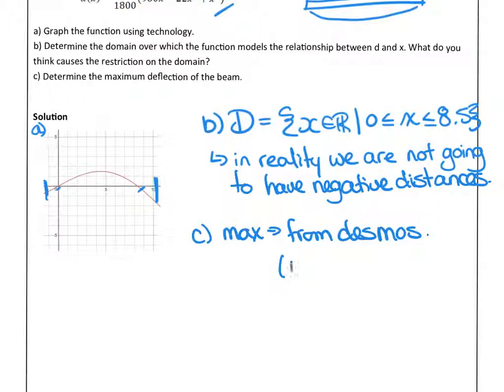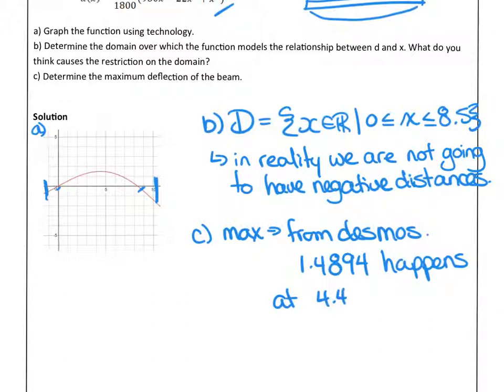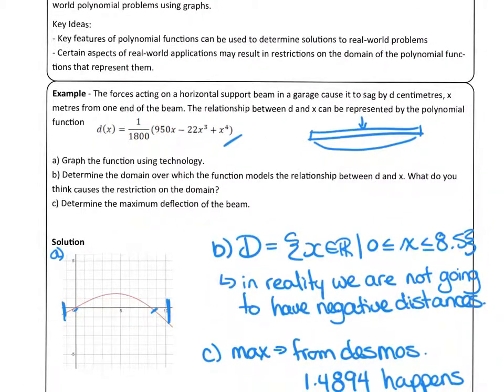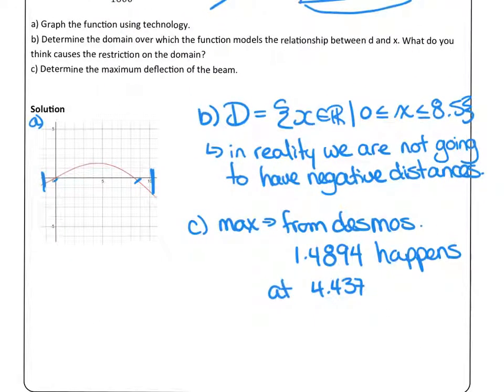The maximum is 1.4894, and it happens at a distance of 4.437 from the end of the beam.